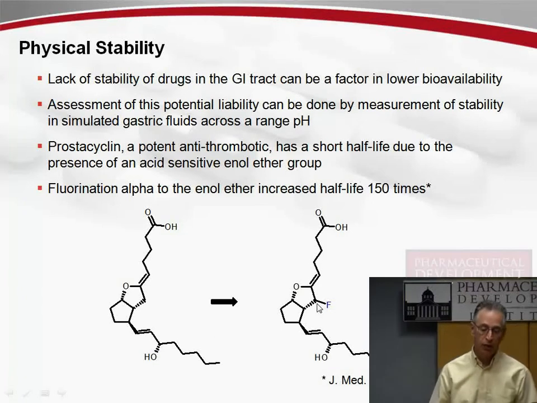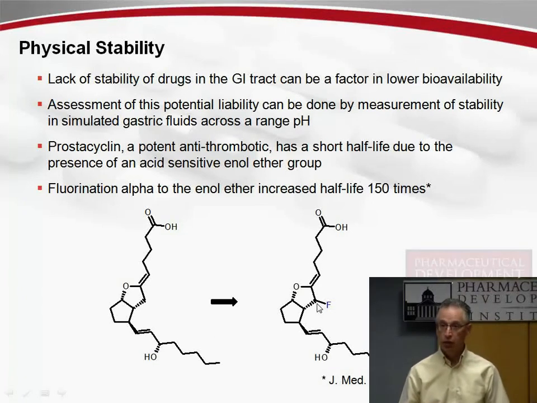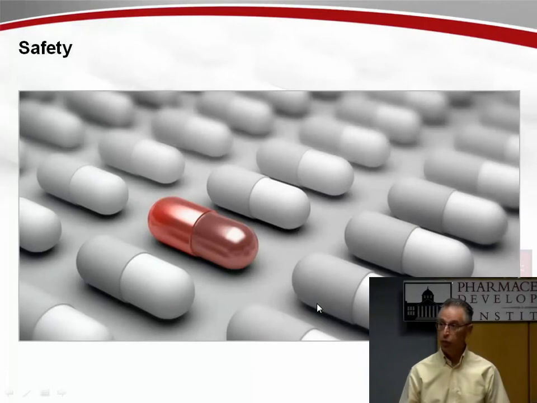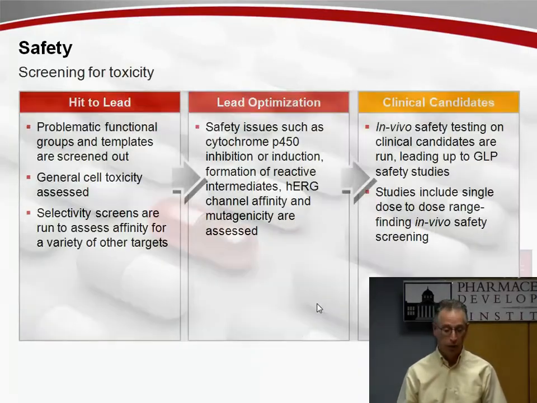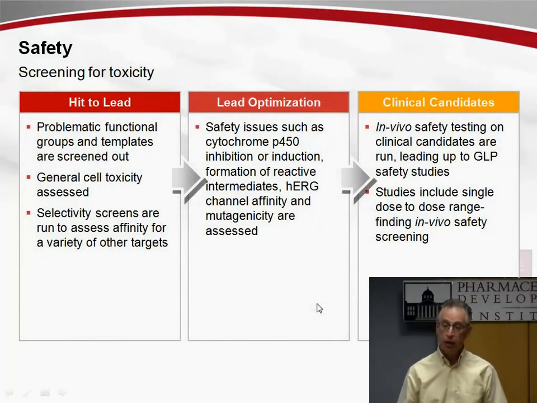Okay, let's move on to discussion of safety issues that arise in drug development, the problems one runs into, and the means that we try to assess these. We screen for safety and toxicity at various stages along the drug development process. In the hit-to-lead area, we try to remove problematic functional groups and templates. We assess general cell toxicity, and typically we'll run a variety of selectivity screens to assess affinity for other targets that could lead to off-target effects.